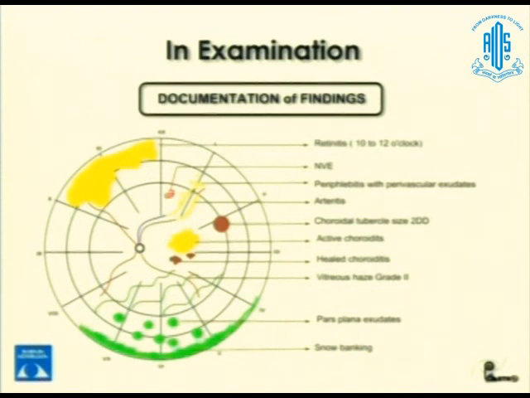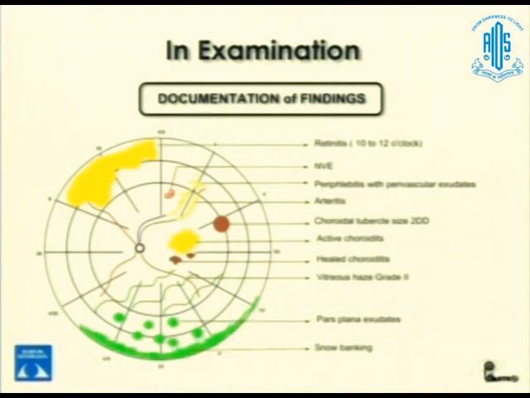Then in fundus examination, if you are examining a case of retinitis, you should mention the extent of the retinitis lesion, the choroidal tubercle, its exact location, the size of the choroidal tubercle, and pars plana exudate. This is very important. So this is about the theory exam.